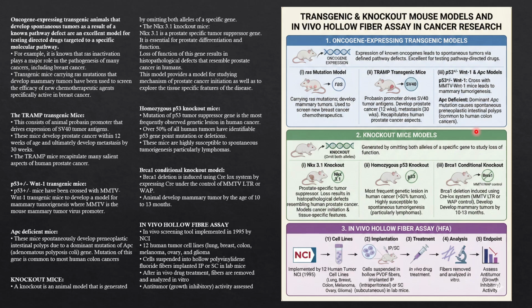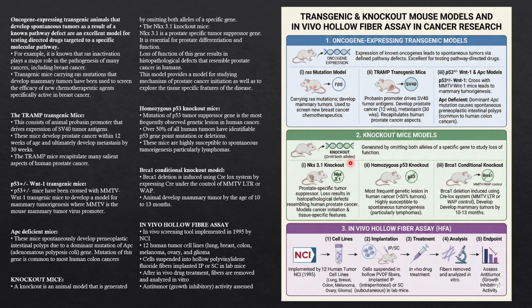Next are the transgenic and knockout mouse models and the in vivo hollow fiber assay in cancer research. So there are the oncogene-expressing transgenic models, the knockout mouse models, and the in vivo hollow fiber assays. These are the three different types of models in cancer research. The oncogene-expressing transgenic models include different types like the RAS mutation model, the TRAMP transgenic mice, and then the p53, WNT1, and APC models.